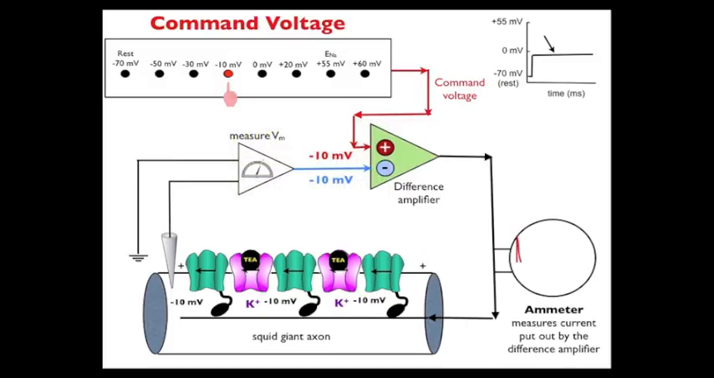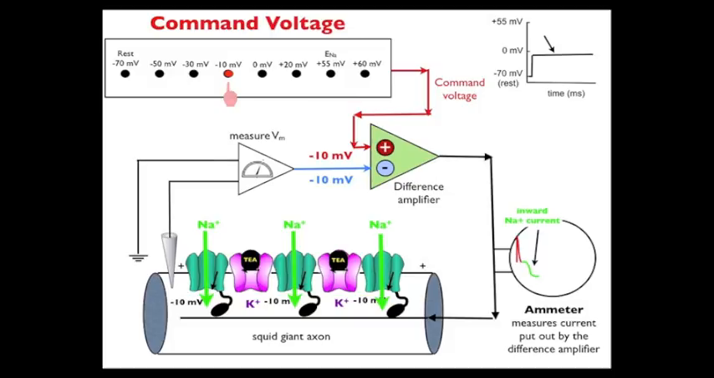So the first thing that happens is that the sodium channels open because the membrane potential is depolarized, and as a consequence you get an inward flow of sodium current. I'm going to stop it here. And the point I want to make is that the driving force on sodium, that is the difference between the membrane potential, which is minus 10 millivolts, and the sodium equilibrium potential, which is plus 55 millivolts, is constant. It's not changing because the membrane potential isn't changing because we've clamped it.